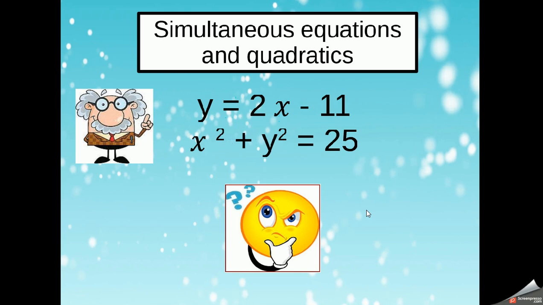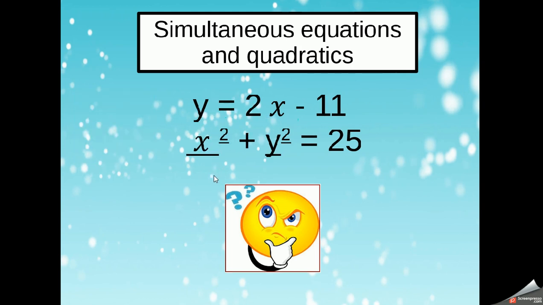Video 66 is going to take a look at simultaneous equations again, but we're going to see what happens when we involve a quadratic equation as well. So for instance, here we've got two equations, y equals 2x minus 11, and x squared plus y squared is equal to 25. So how do we solve them?